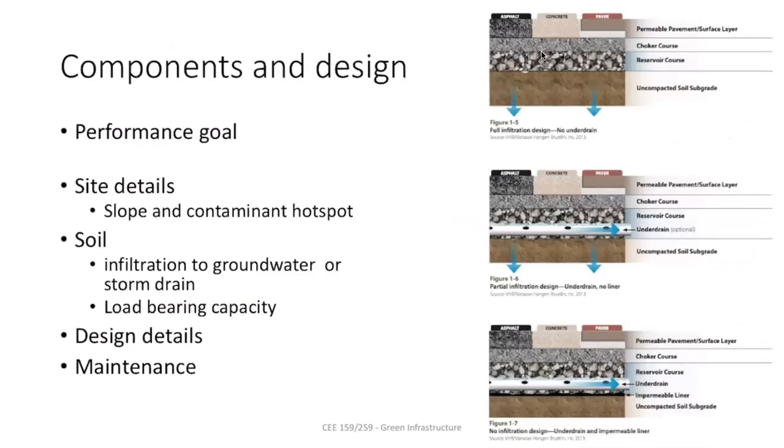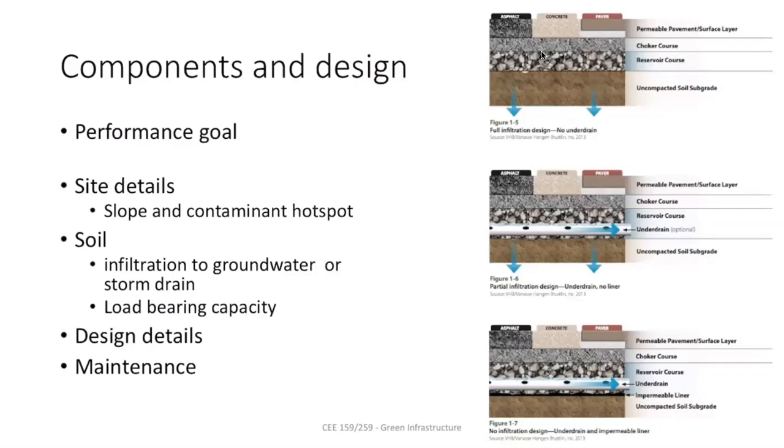First thing is, you have to define the design based on how much capacity it should have. So the performance goal is about how much rainfall it can capture. And then you have to think of site details. For instance, if the site has a very high slope, then it's very difficult to have infiltration because more likely it will become runoff. So you have to design in a way that can capture it. Those are things you have to think of.